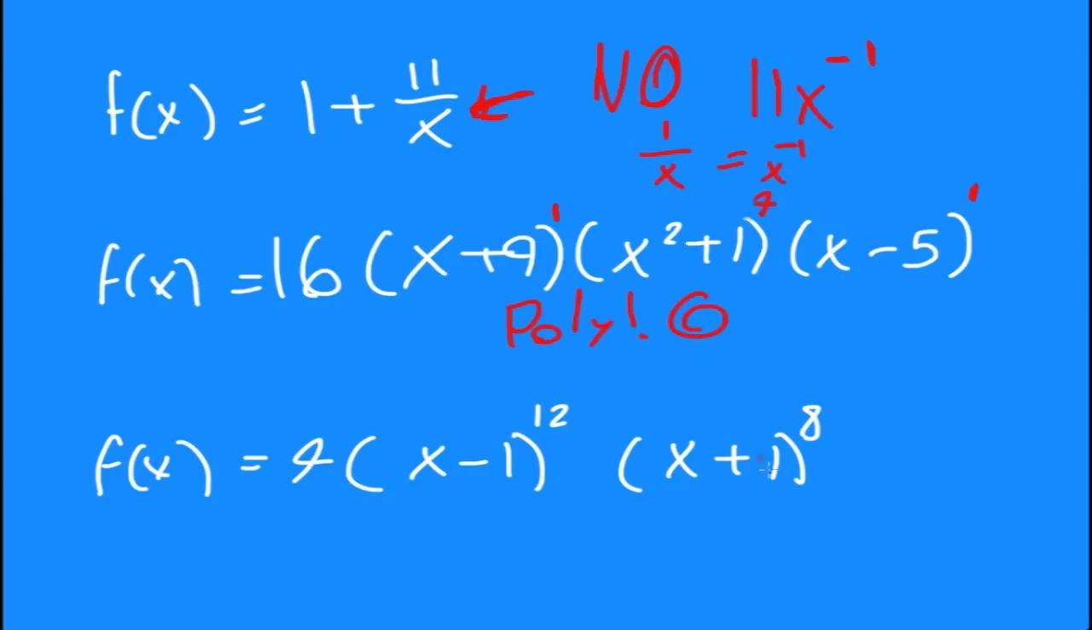Now, last. Is this a polynomial function or not? Yes, because we don't have any fractions or negative numbers. Our degrees aren't fractions or negative numbers, so 12 plus 8 equals 20. Yes, degree 20. Okay, let's move on to another set of problems.